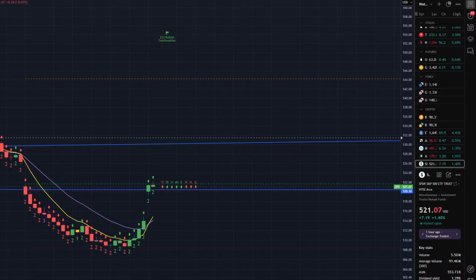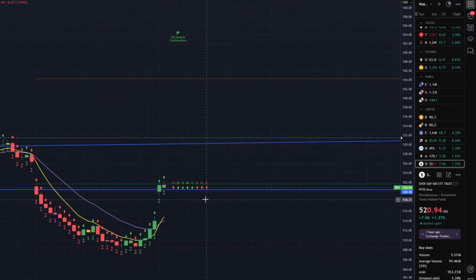This is SPY. This is what I was telling you guys about, that 520 area. See, it came up into this area and it's pushing a little bit, but it's rejecting a little bit right now. It needs to decide if it's going to break this 520 area or not. That's going to be big in deciding what's going to happen moving forward.